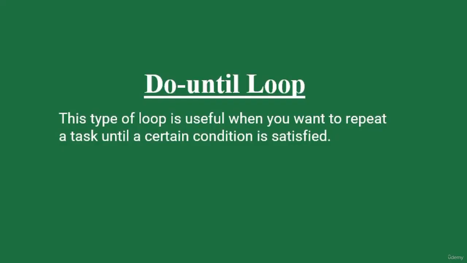The next one is the do until loop. A do until loop is similar to a do while loop, except it continues executing the code block until a condition becomes true. So for the do while loop, the condition is already true and you want it to repeat until the condition is no longer true. But for the do until loop, it continues executing the code block until a condition becomes true. This type of loop is useful when you want to repeat a task until a certain condition is satisfied. I know this may not really be clear, so I want to give you a real life example so you can see it at work.